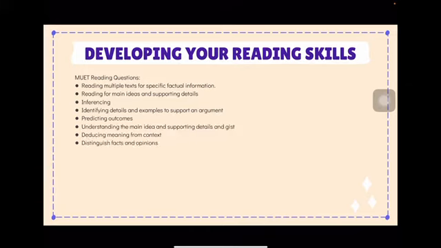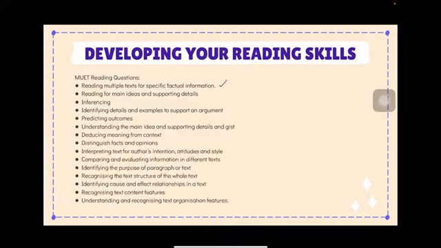MWET reading questions will test you on reading multiple texts for specific information, reading for main idea and supporting details, inferencing, identifying details and examples to support argument, predicting outcome, understanding main idea and supporting details and gist, deducing meaning from context, distinguishing facts from opinion, interpreting text from author's intention, attitudes, and style, comparing and evaluating information in different texts, identifying the purpose of a paragraph or text, recognizing the text structures of the whole text, identifying cause and effect relationships in the text, recognizing text-contained features, and understanding and recognizing text organization features.